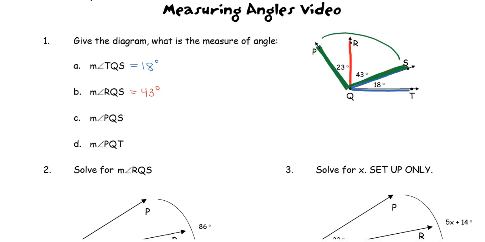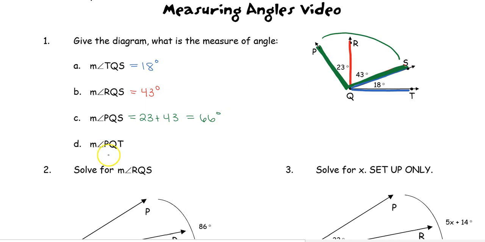Now this is something new. This is our angle addition postulate. It's just like our segment addition postulate. To get the angle PQS, I have to add the two smaller angles together. It takes PQR and RQS together, takes those two angles to equal the big angle. So to find the measure of PQS, we do 23 plus 43 to get 66 degrees.